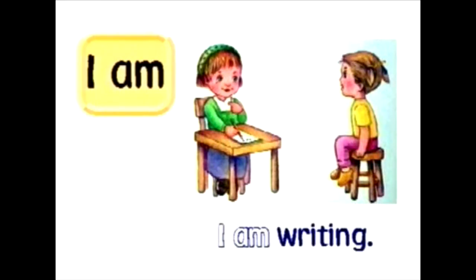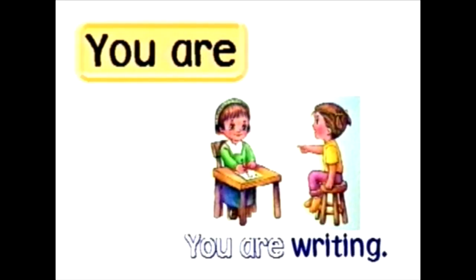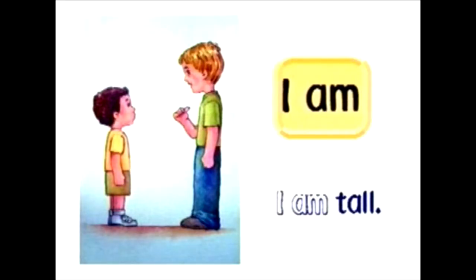I am and you are. Am goes with I and are goes with you. So you don't say I are or you is, but I am and you are. Like in the following examples. I am writing. You are writing. I am tall. You are tall.